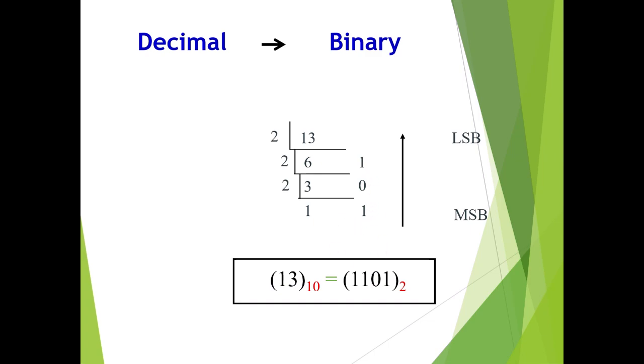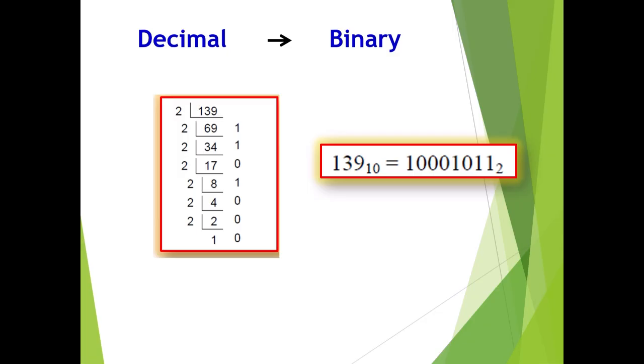Similarly, if I take a bigger number 139, then again I have to divide by 2. I am getting quotient as 69 and the remainder as 1. Like that it goes on. And finally, till we get 1, I have to go on dividing. So the answer is 10001011.